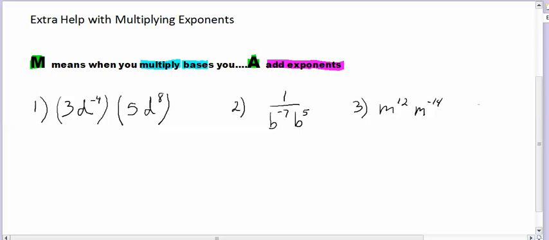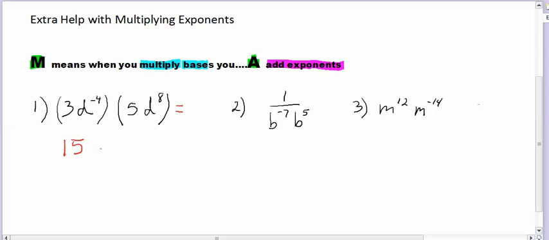I'm looking at number 1. I have 3d to the negative 4 times 5d to the 8th. Alright, so now we have two numbers. They're different numbers. We're just going to multiply those together. And so we have 3 times 5 is 15.